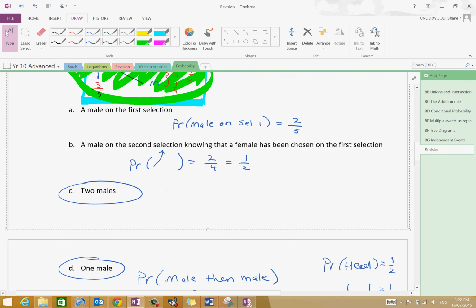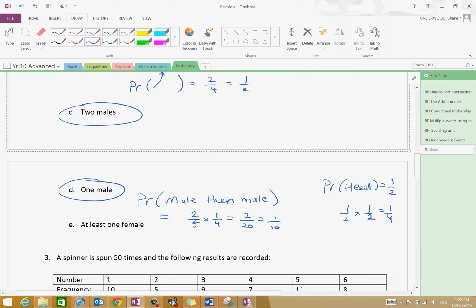Well, we'll get to that in a second. Let's just do this probability of at least 1 female. We're going to subtract 2 males from 1, which is 2/5 times 1/4, which is 1/10, so that is equal to 1 minus 1/10, which is equal to 9/10 or 90%.